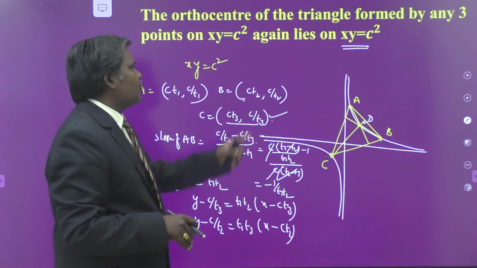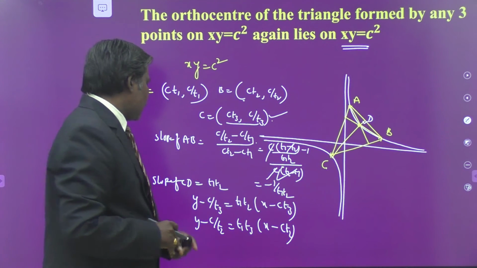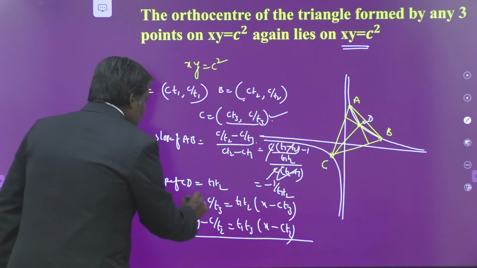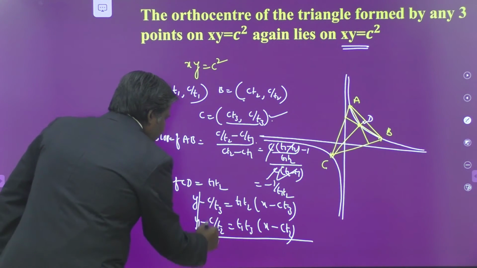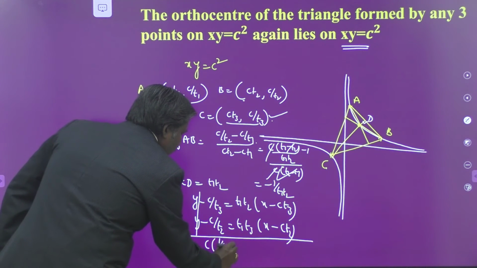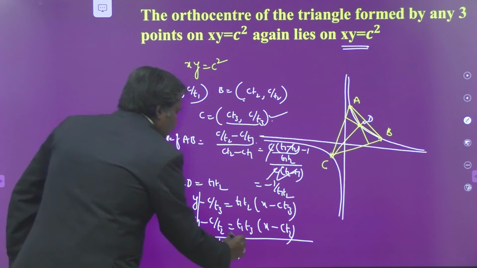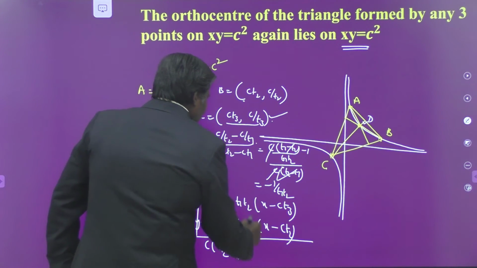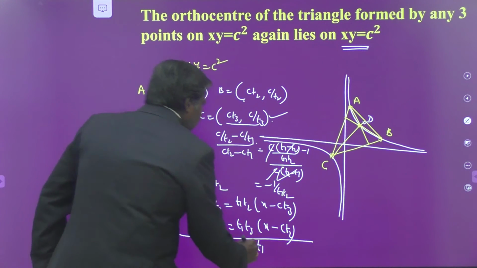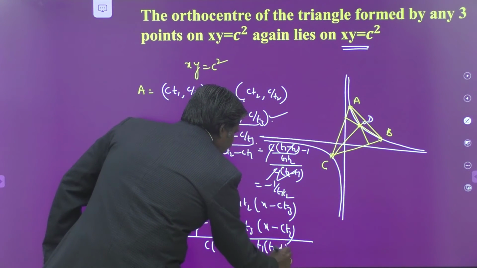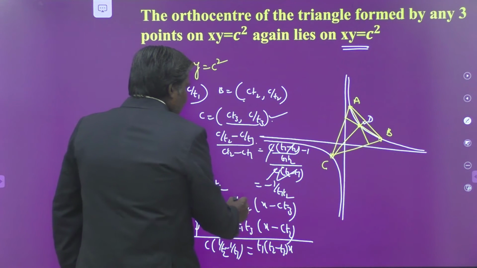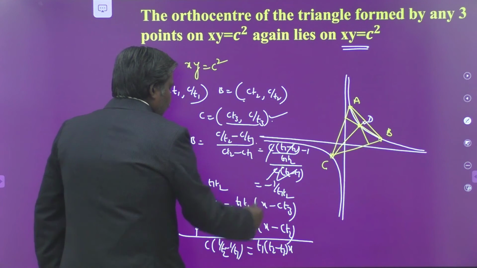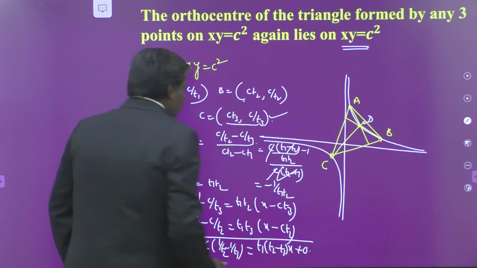We have to show that the orthocenter lies on xy equals c square. Let us try to solve these two. Just by subtracting these two equations, y gets cancelled. Now c times (1/t2 - 1/t1) is equal to t1 t2 into x minus t1 t3 into x. You can take t1 common: t1 times (t2 - t3) times x. Again, you have t1 t2 minus ct3 and t1 t3 minus ct2, both will be cancelled, that is plus 0.